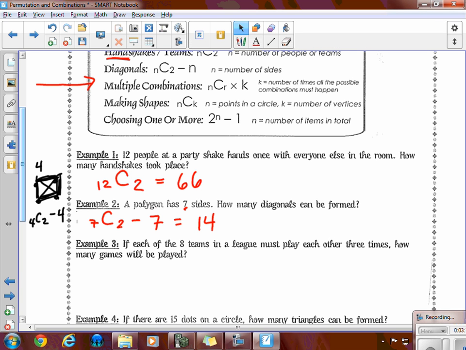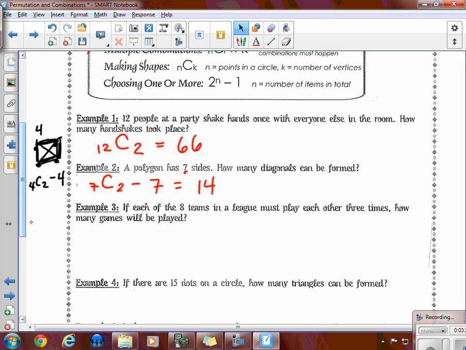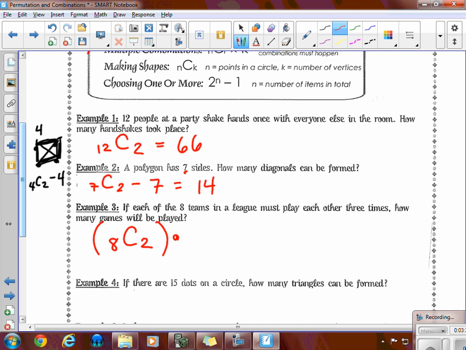Example 3: if each of 8 teams in a league must play each other 3 times, how many games would be played? Up here again, we have the handshakes and the teams as the first equation. We know there are 8 teams, and it takes 2 teams to play. If we did that, that would be everybody playing each other once. Once I get this number, if they have to play each other 3 times, I have to multiply this by 3, which means they play a total of 84 games.